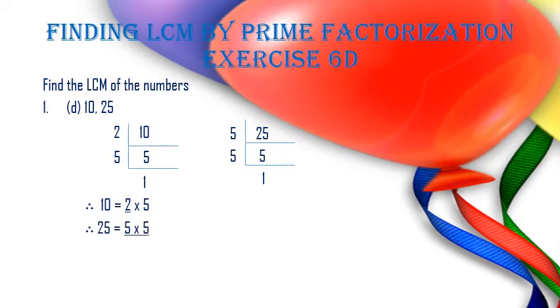Now children, we can see that 2 occurs in 10 one time and 5 occurs in 10 one time, while in 25 we see that 5 occurs 2 times. So while finding the LCM of 10 and 25, we will take the maximum number of times a particular factor appears in the numbers. So we will take 5 two times and 2 one time. Therefore, the LCM of 10 and 25 is 2 multiplied by 5 multiplied by 5, which is equal to 50. So, 50 is the LCM of 10 and 25.